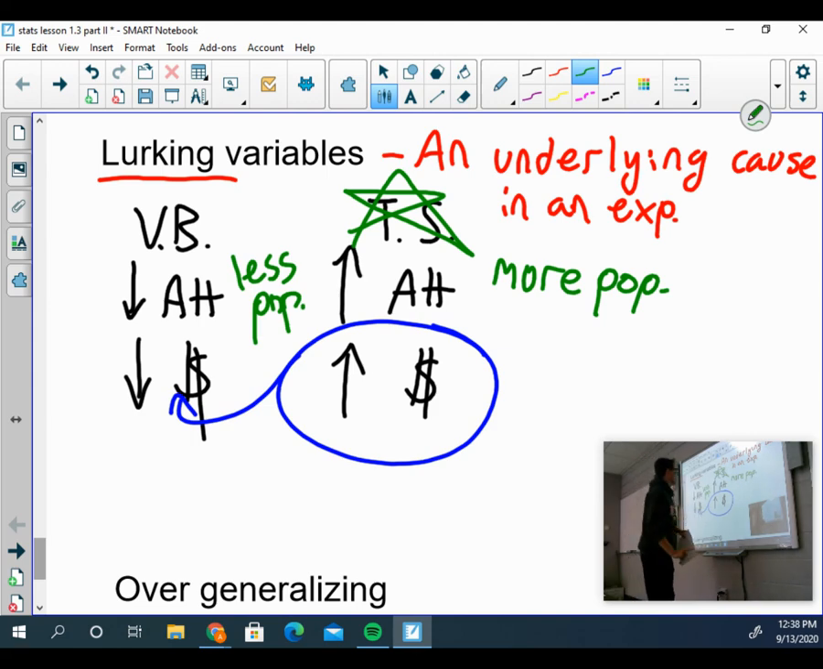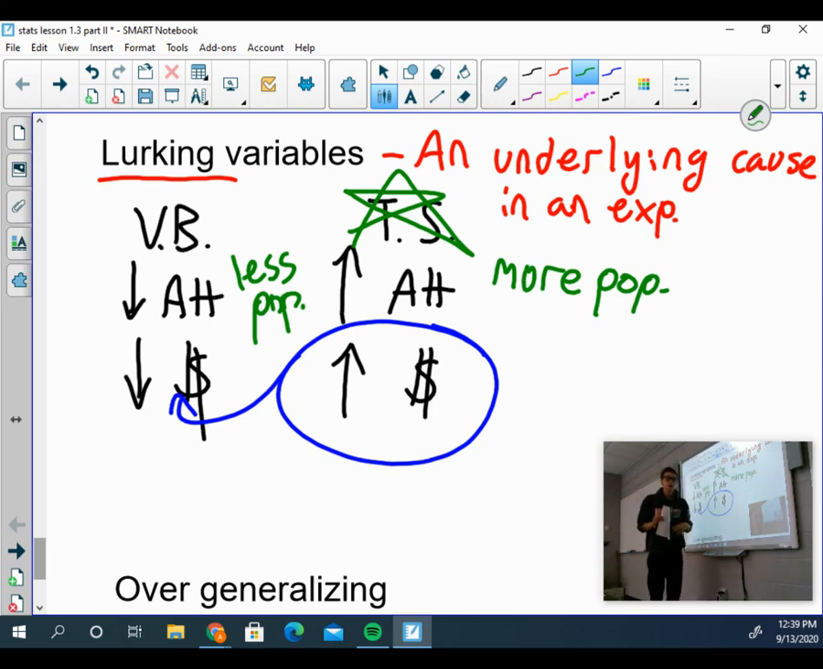The reason that Taylor Swift's attendance and ticket prices are high is because she's popular. Again, I'm not knocking the Van Buren football team here, but the reason their attendance and money is low is because they are less popular. Popularity is the underlying cause in the experiment.